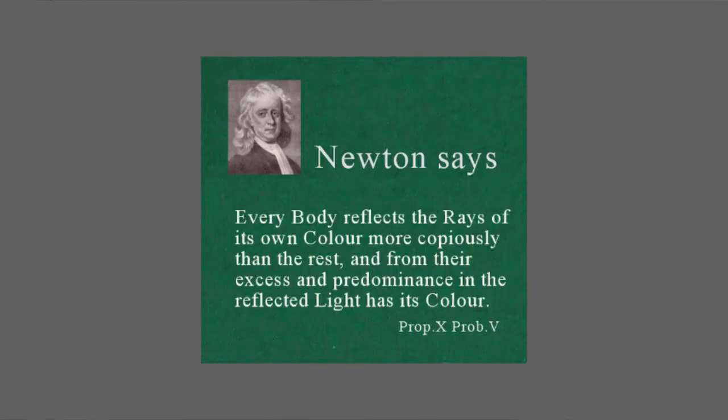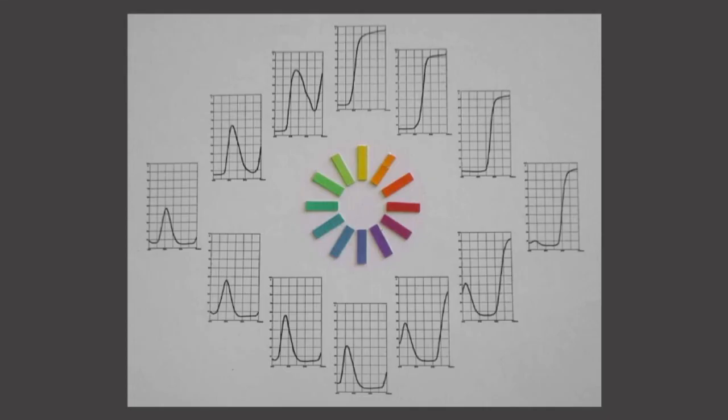Of course, Newton must have been aware of this. Consider the passage "more copiously than the rest" in the proposition above. Without this qualification, the statement would be meaningless. We have also seen that the reflectance curve of individual samples can show smaller variations within the total range. How to handle this fact?